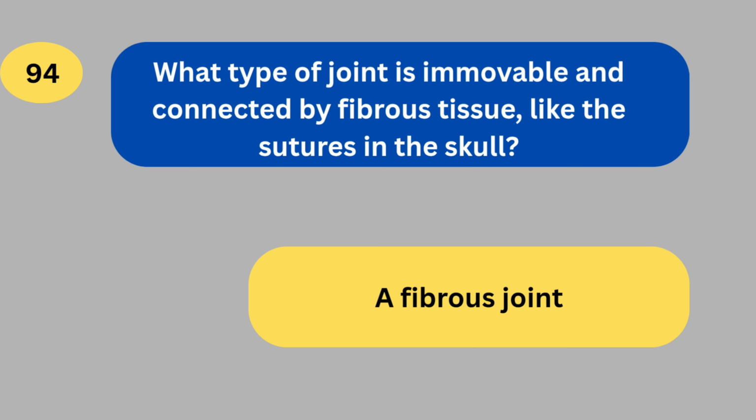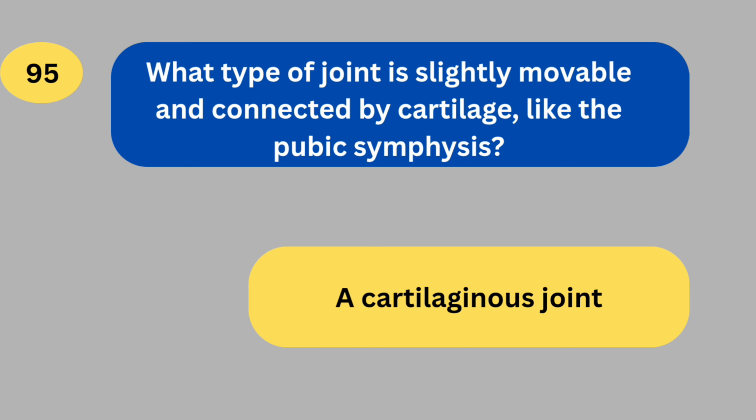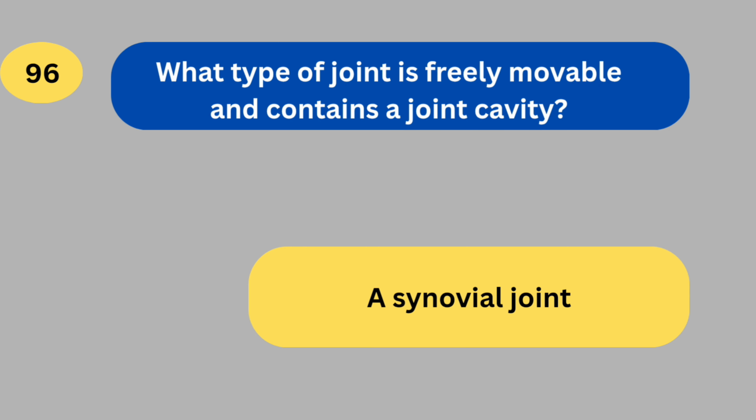Next question. What type of joint is immovable and connected by fibrous tissue, like the sutures in the skull? Answer: a fibrous joint. Next question. What type of joint is slightly movable and connected by cartilage, like the pubic symphysis? Answer: a cartilaginous joint. Next question.